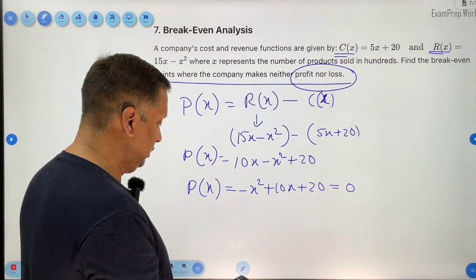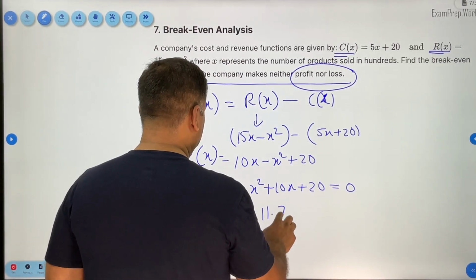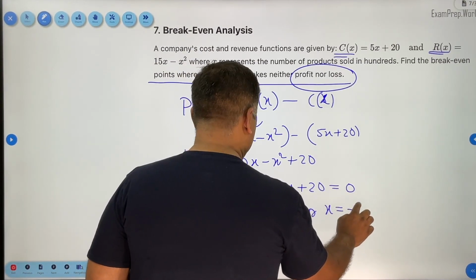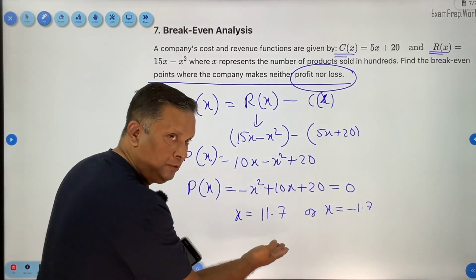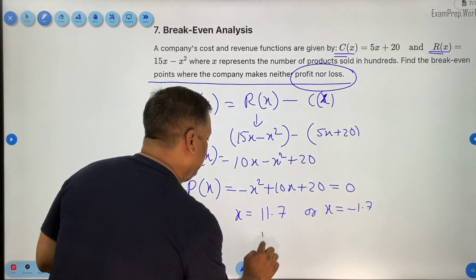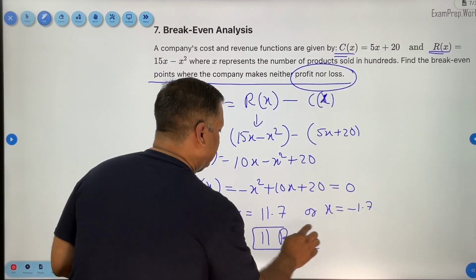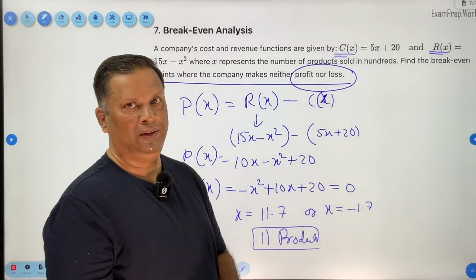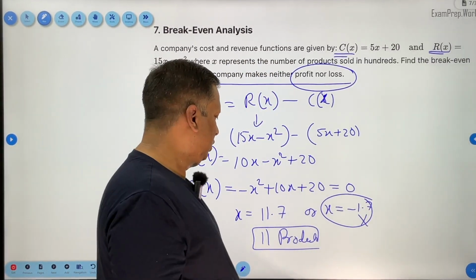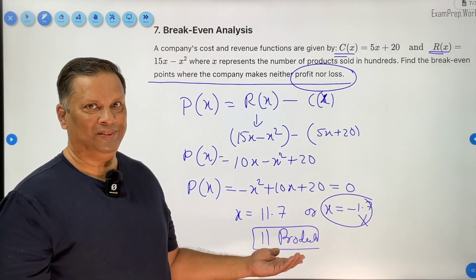I get 11.7, x is 11.7 or x is minus 1.7. So can I make 0.7 of a product? No. So I will make and sell only 11 products so that I don't have any profit or loss, okay. I can't make negative products, so you have to omit this. So now you know the optimum number of products which will not give us any profit or loss, okay.